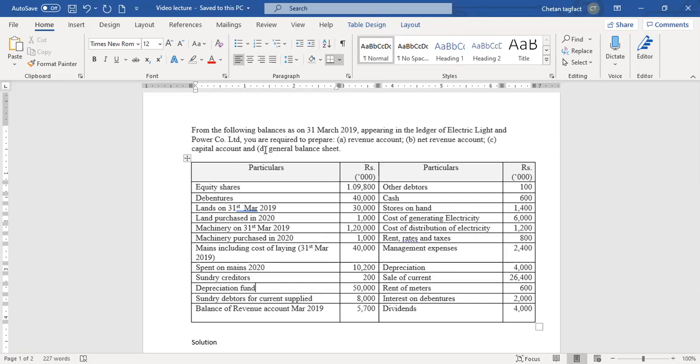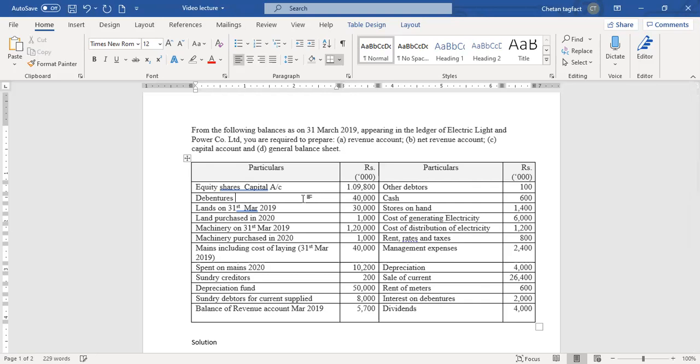So let us go through the question first. From the following balances as on 31st March 2019, appearing in the ledger of Electric Light and Power Company Limited, you are required to prepare revenue account, net revenue account, capital account, and the general balance sheet. Now coming to the first item, the equity shares are taken in the capital account as this is said to be your receipt. This is how you are going to generate your funds.